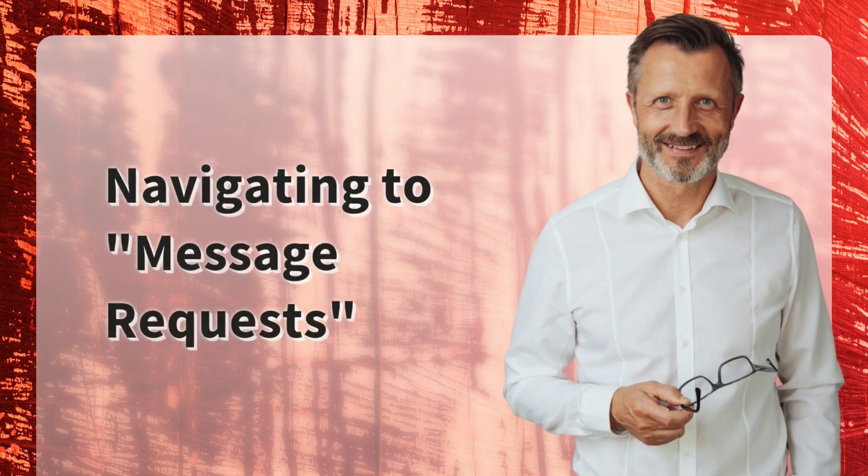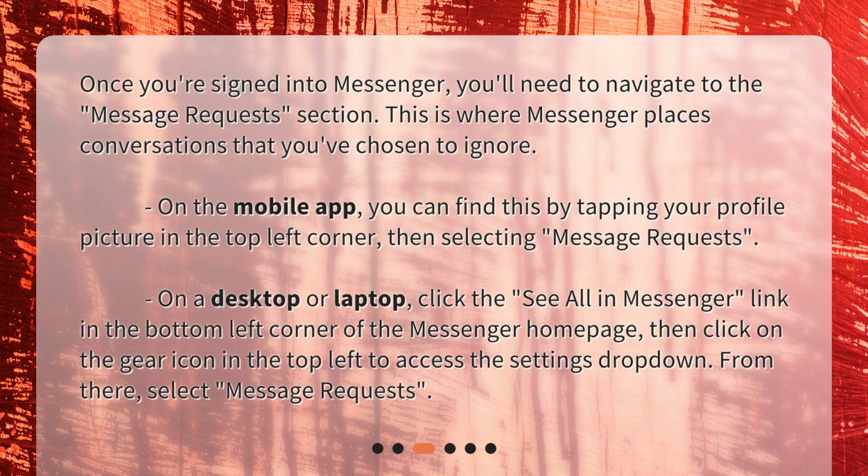Navigating to Message Requests. Once you're signed into Messenger, you'll need to navigate to the Message Requests section. This is where Messenger places conversations that you've chosen to ignore. On the mobile app, you can find this by tapping your profile picture in the top left corner, then selecting Message Requests. On a desktop or laptop, click the See All in Messenger link in the bottom left corner of the Messenger homepage, then click on the gear icon in the top left to access the Settings drop-down. From there, select Message Requests.